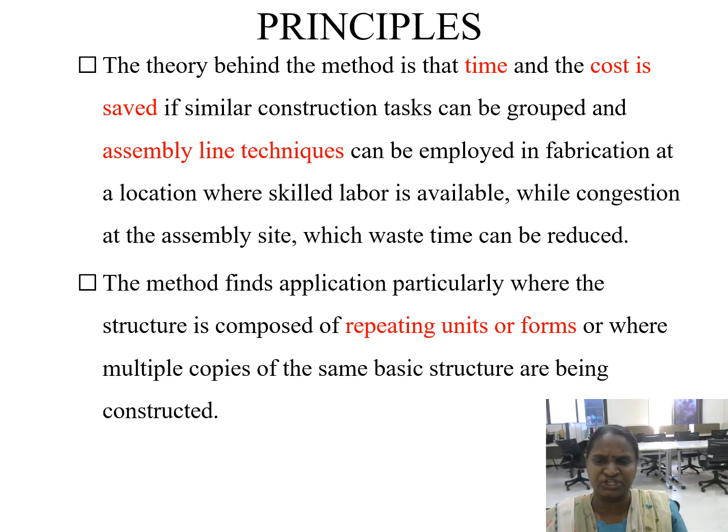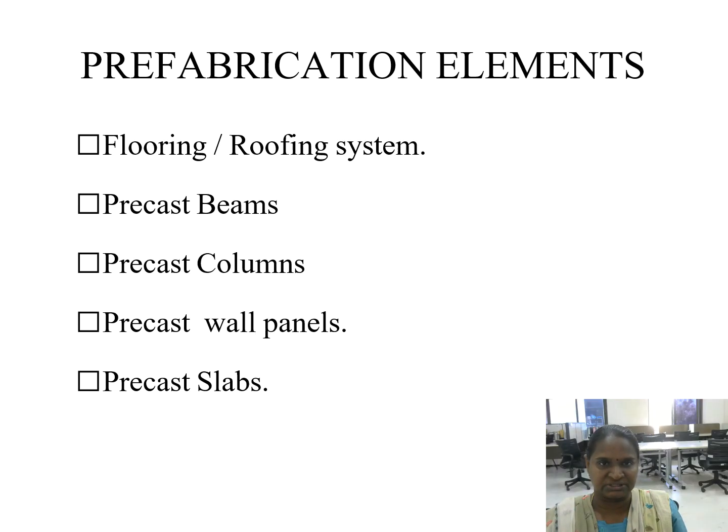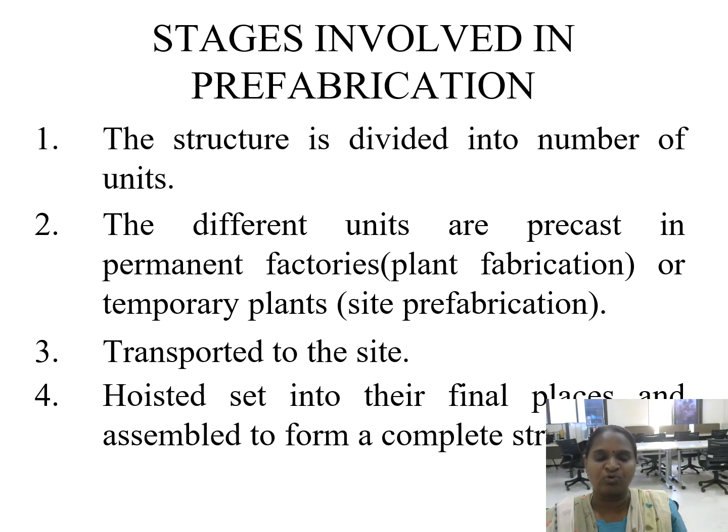The method finds application particularly when the structure is composed of repeating units or forms, or when multiple copies of the same basic structure are being constructed. The main applications of prefabricated structures are in pipes and tanks, poles, pipes, sleepers and pavements, lintel beams, beams and girders, building blocks, wall panels and manhole covers. So these are some of the prefabricated elements. We can also use it for flooring and roofing systems, precast beams, precast columns, precast wall panels and precast slabs.